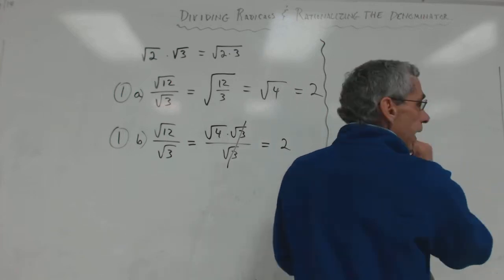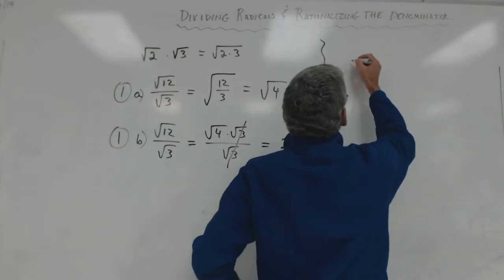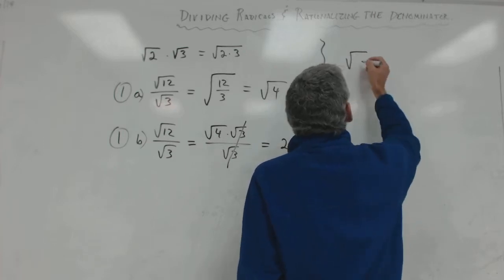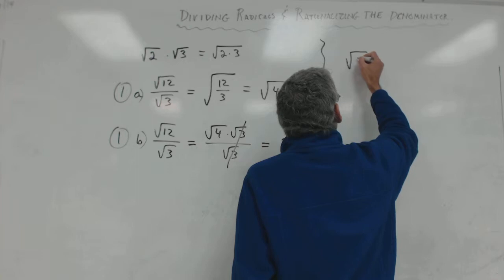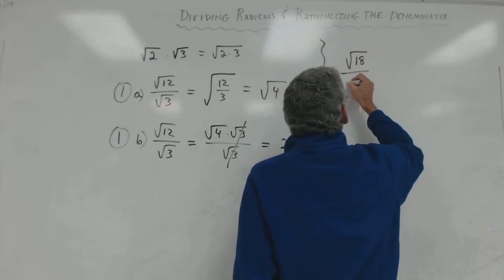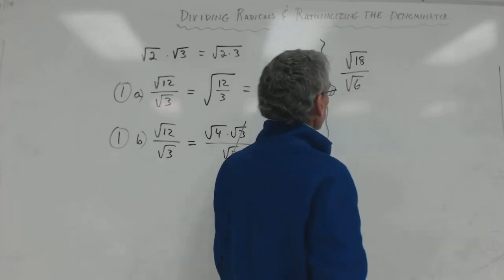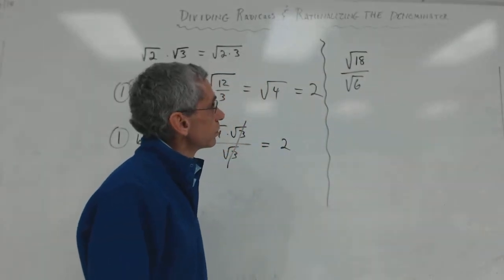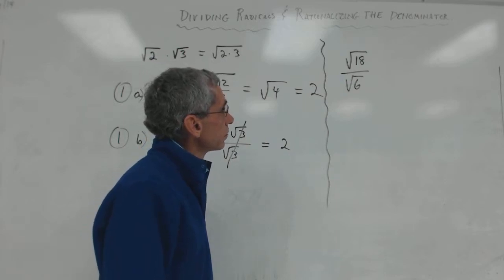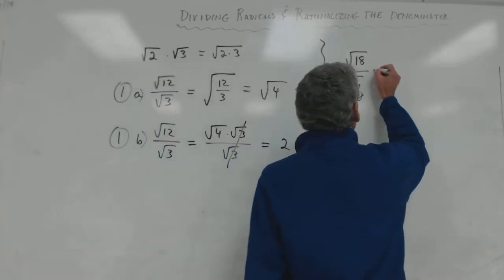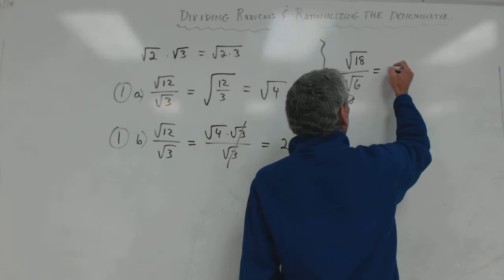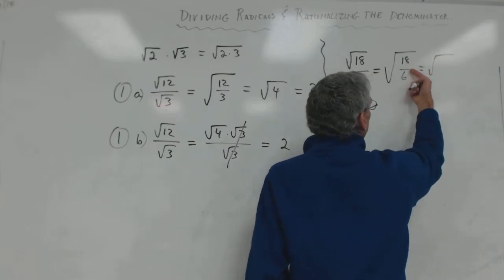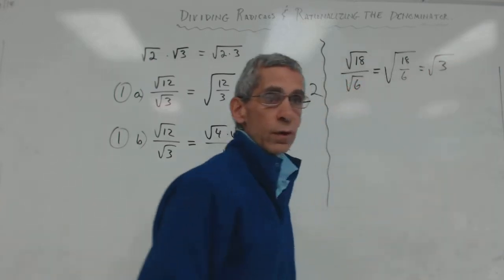Okay, so let's try. How about we do the square root of, I don't know, 18 over the square root of 6. Let's try that. Well, so help me do this. What would I do? So that would be equal to the square root of 3. Right, so he's immediately doing this, I think. He's going 18 over 6, which is 3. So the answer is square root of 3, right?